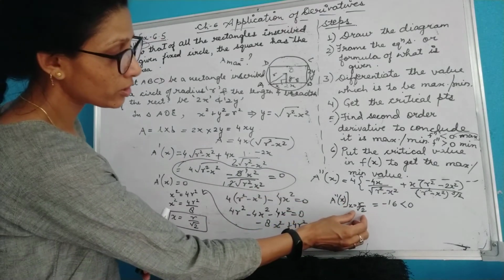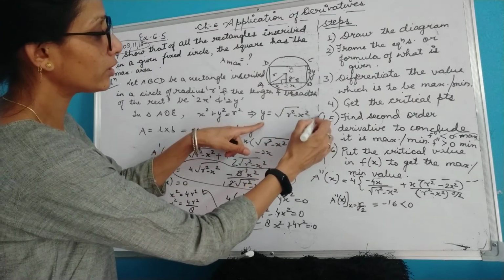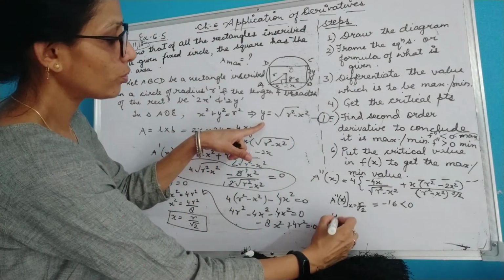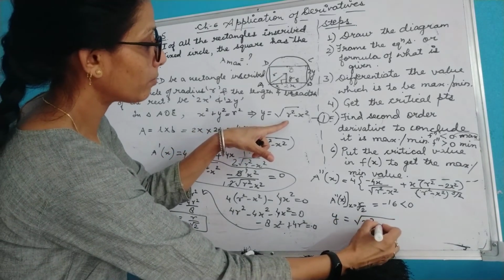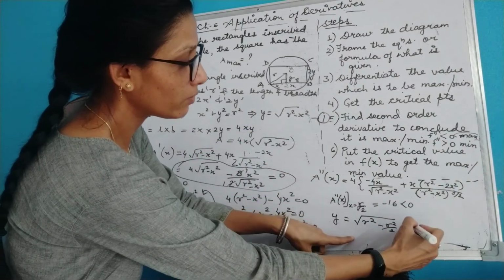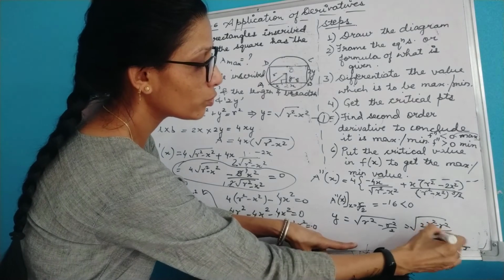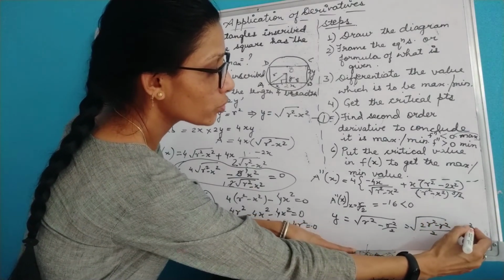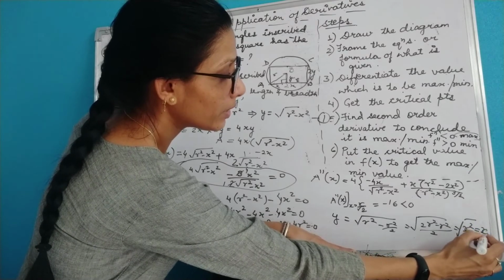Now if x is r by root 2, what will be your y? That you need to put here in equation 1. So y equal to under root r square minus r square by 2. This will give you under root 2r square minus r square by 2, which gives me under root r square by 2, or I can simply say r by root 2.